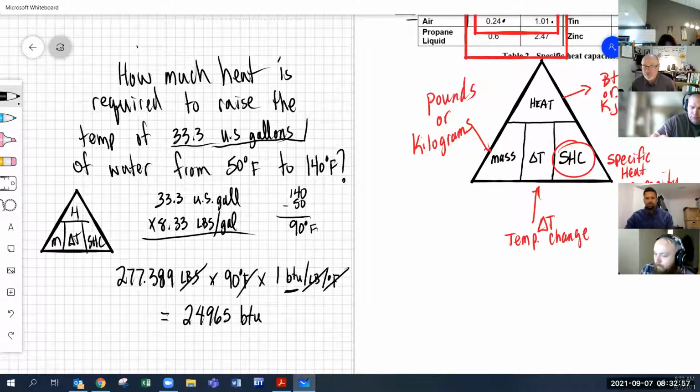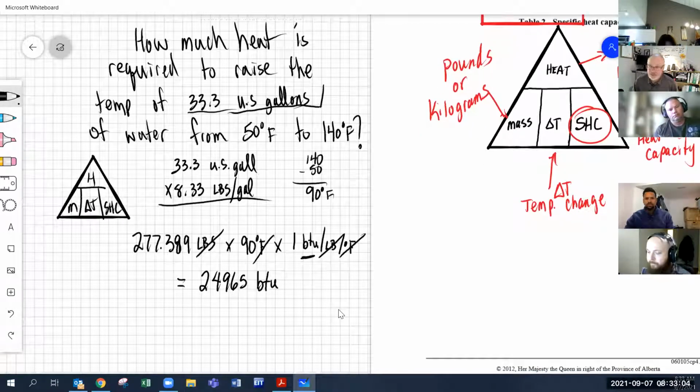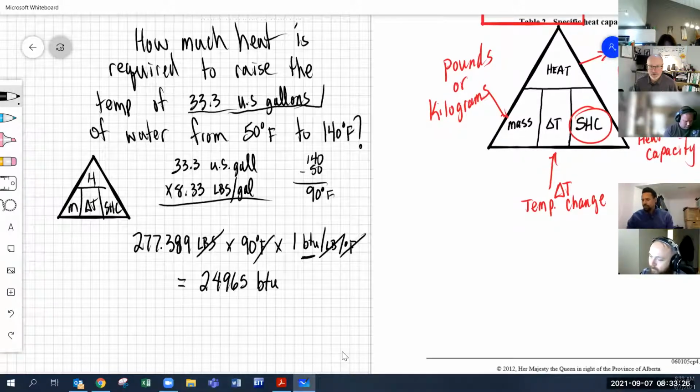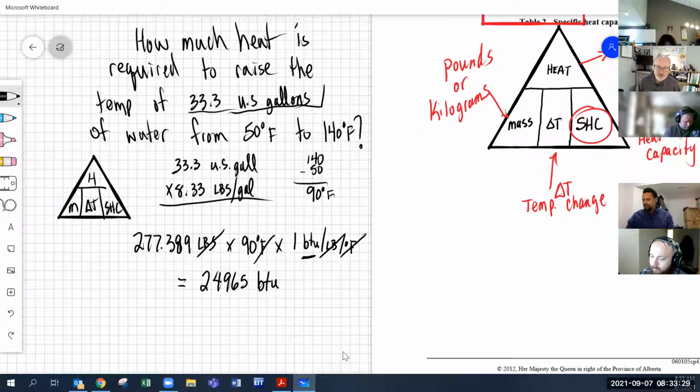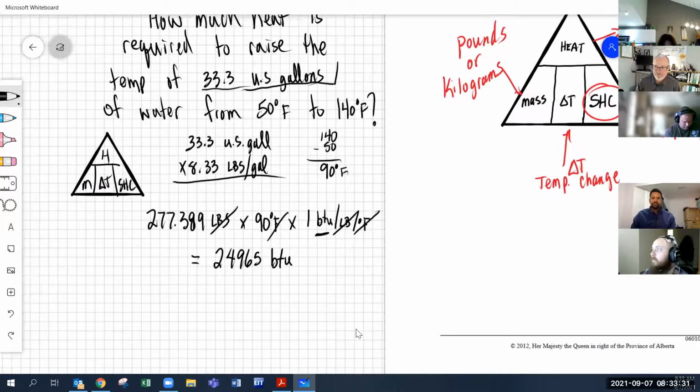Let's do a couple more examples of this. Okay, I'll give you a second actually to finish writing it before I move on there. Okay, we got it? Yeah, all right.